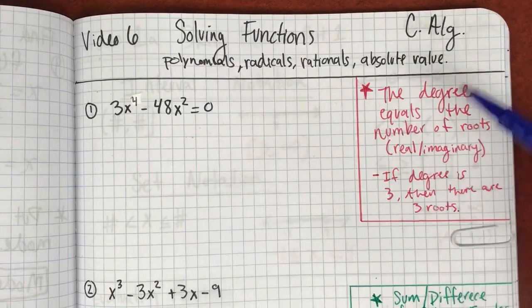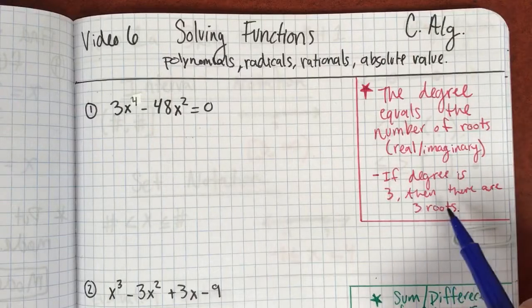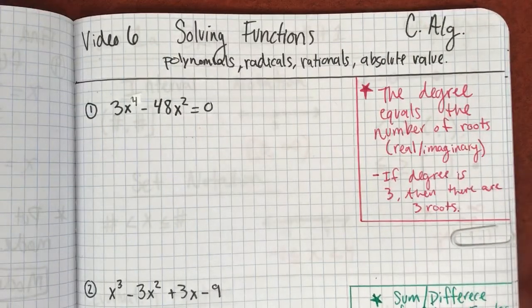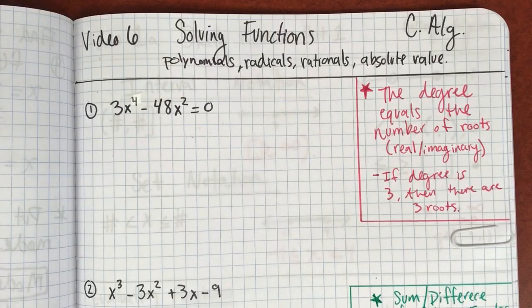So first of all, the degree of whatever your function is equals the number of roots, and that's real and imaginary. Okay, so if the degree is 3, there are 3 roots, not necessarily 3 real roots. You could have 2 real roots and 1 imaginary, but you will have 3. And so that's really when we're looking at our polynomials.